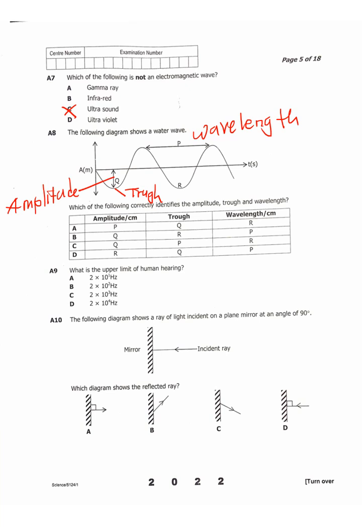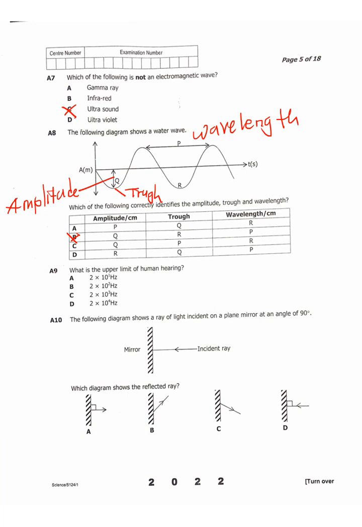So now let's look at the answer. Which of the following correctly identifies the amplitude, trough, and wavelength? The amplitude is Q, trough R, then wavelength P. So our answer here is B. So question 8, we have B.